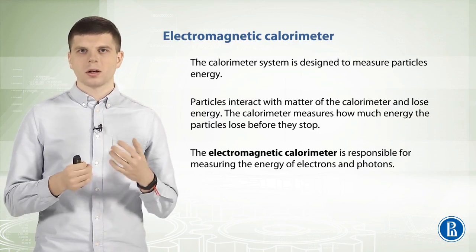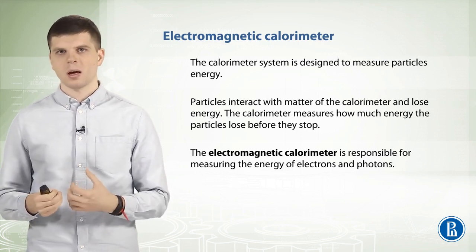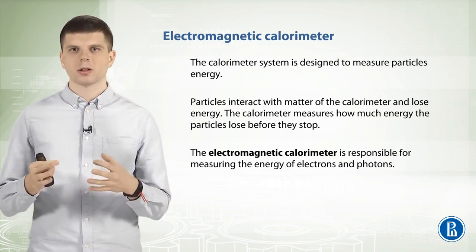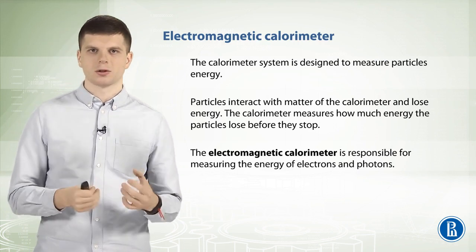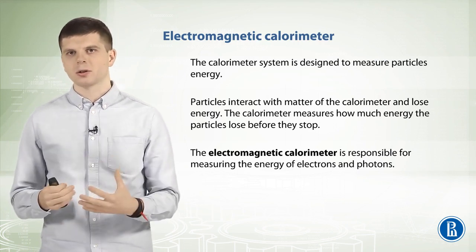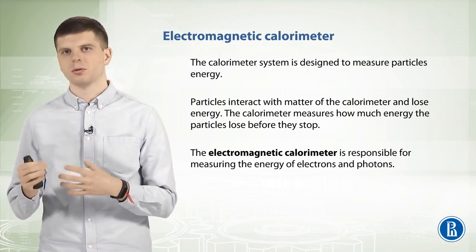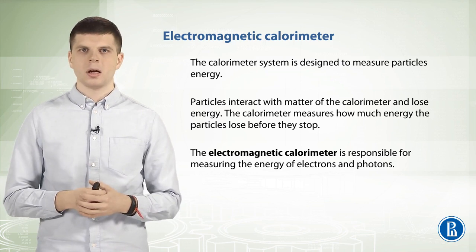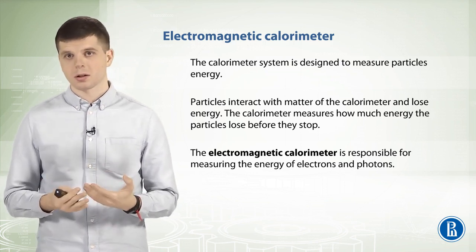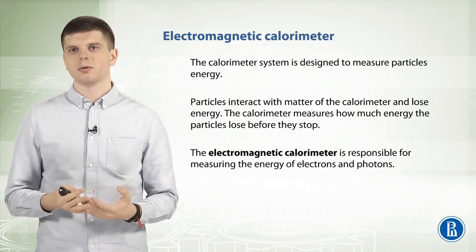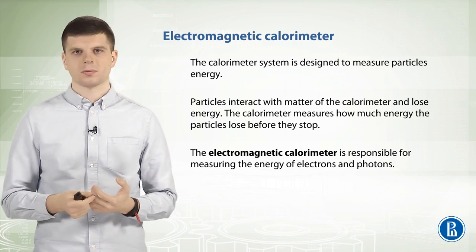So, the calorimeter system is designed to measure particle energy. Particles interact with matter of the calorimeter and lose their energy. The calorimeter measures how much energy the particles lose before they stop. Let's start with the electromagnetic calorimeter. The electromagnetic calorimeter is responsible for measuring the energy of electrons and photons.